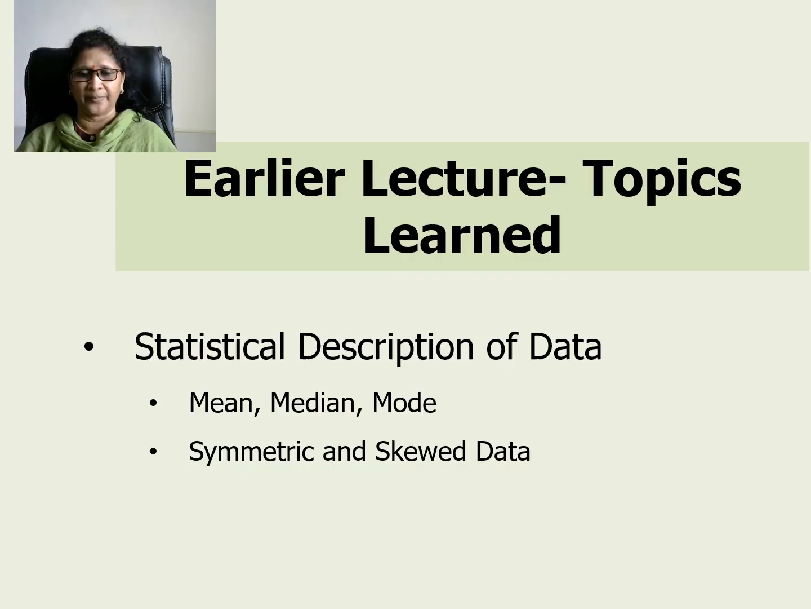So let's learn. In an earlier lecture, we learned topics related to statistical description of data, and the topics were mean, median and mode. When we pre-process data, something like filling up the missing values or replacing inconsistent data with new data, we compute central tendency, and the measures of central tendency we learned were mean, median and mode. We also learned in which case one of these is to be used, and that depends on whether our data is symmetric or skewed data. And if it is skewed data, then whether it is left skewed or right skewed.